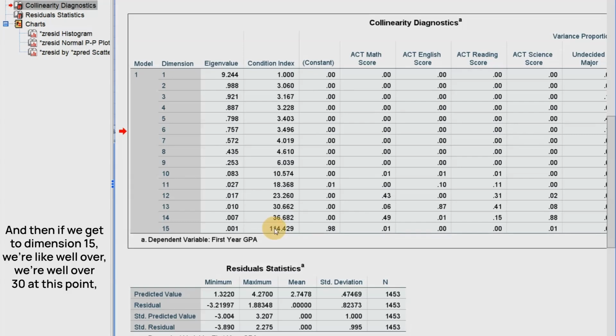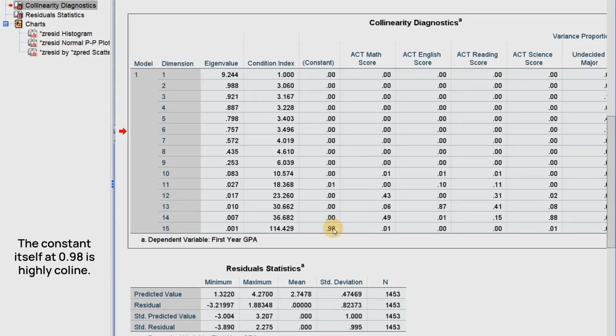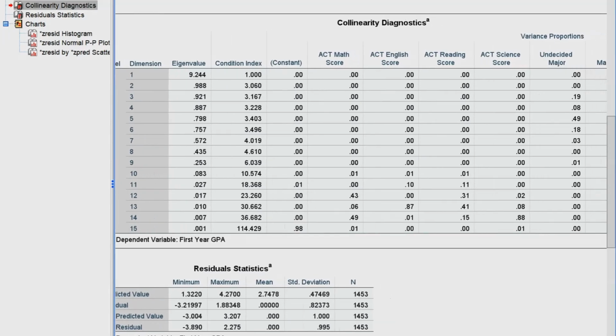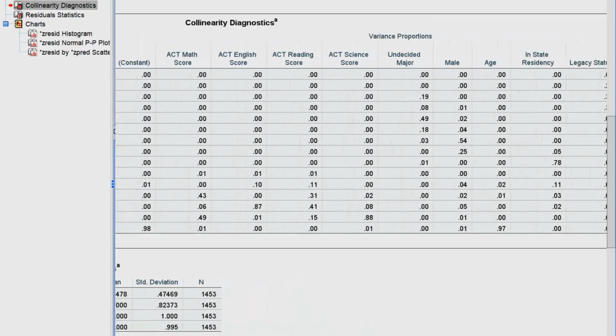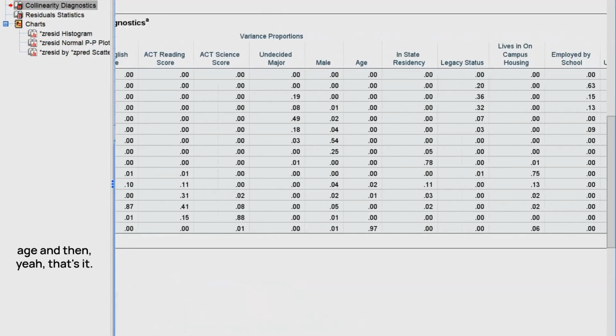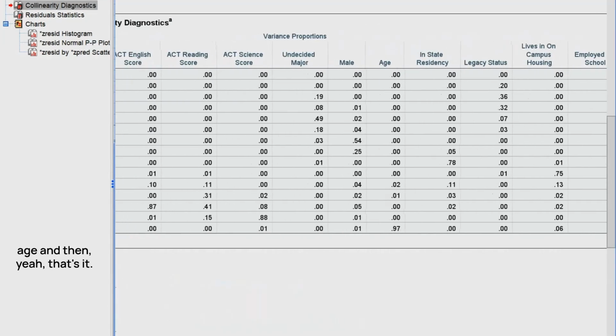And then if we get to dimension 15, we're well over 30 at this point, suggesting that we have a major red flag. And in the variance proportions that we see, the constant itself at 0.98 is slightly collinear with, let's see, age. And then, yeah, that's it.